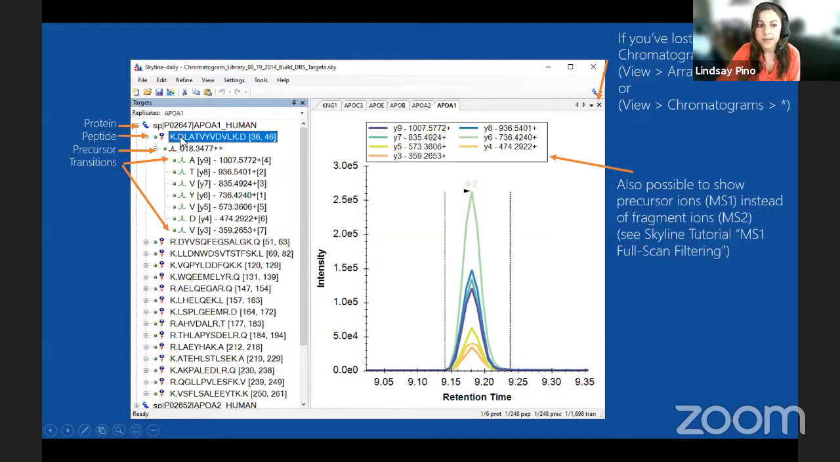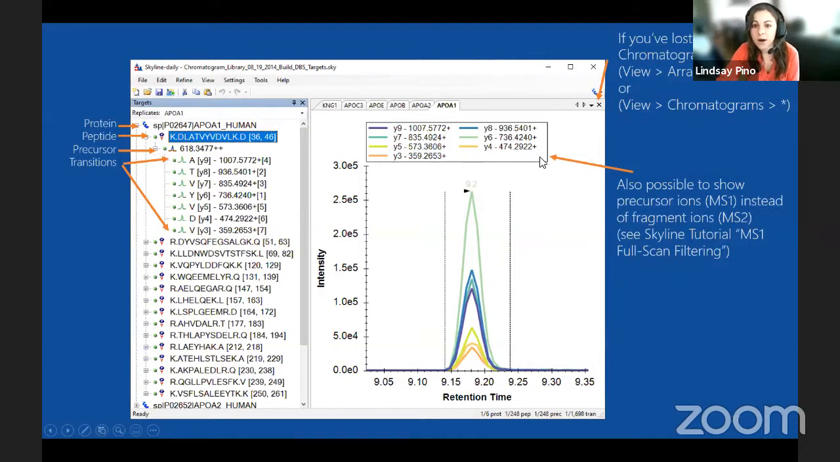Proteins break down into their peptide sequences. Peptides can have more than one precursor. Here I'm showing the precursor +2 ion of this peptide. And then each precursor can be fragmented into the child or transition ions that are shown below here.